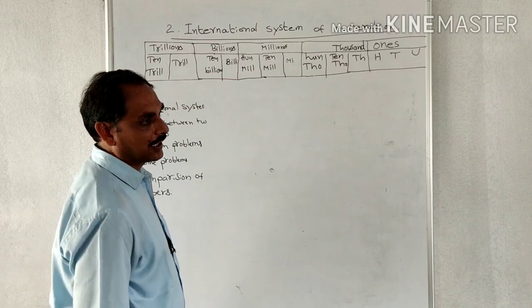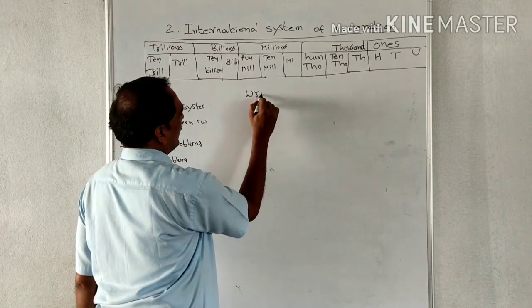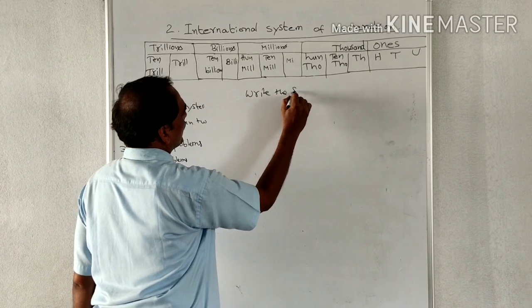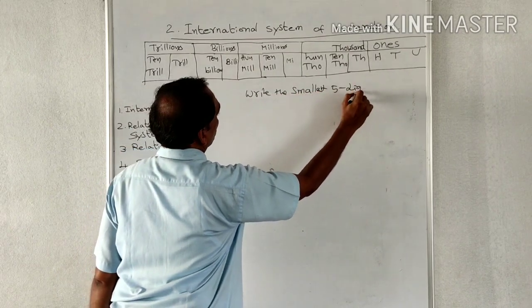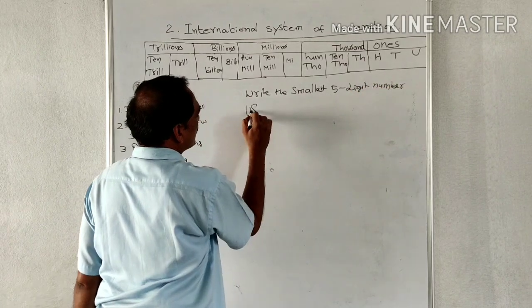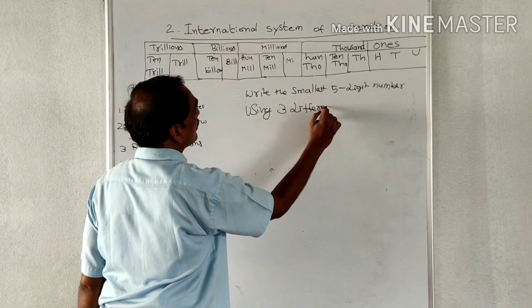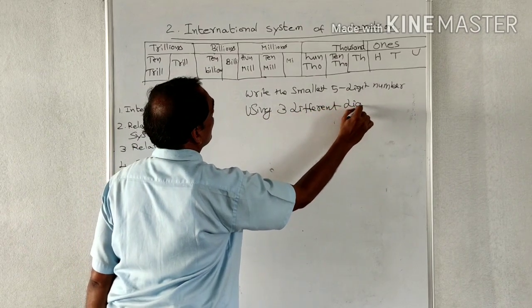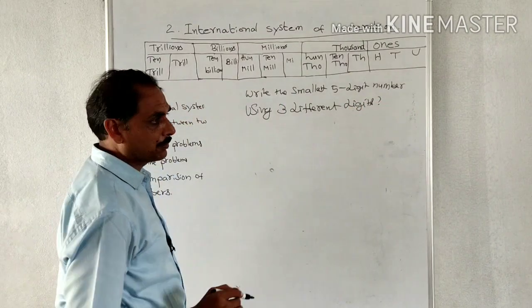Next, write the smallest 5 digit number using 3 different digits. This is problem number 8.